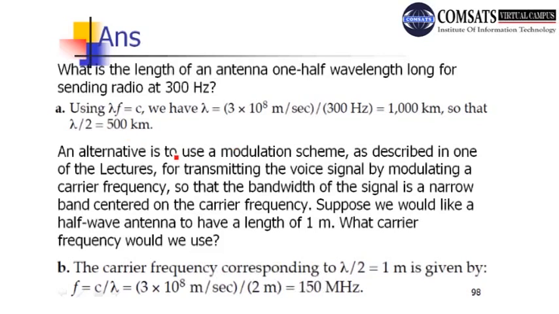An alternative is to use the modulation scheme as mentioned in lectures. The bandwidth of the signal is narrow band and centered on a carrier frequency, right? Here you can say that the carrier frequency corresponding to lambda by 2 equal to 1 m is 150 megahertz. So we have to use a carrier in order to transmit voice that is 300 Hertz, right?